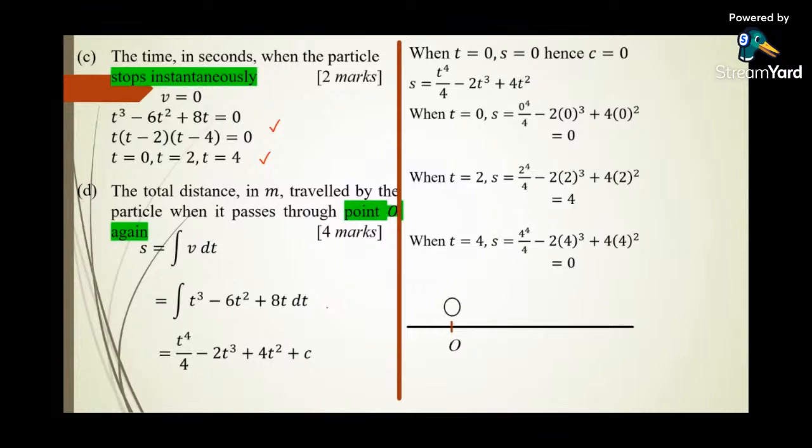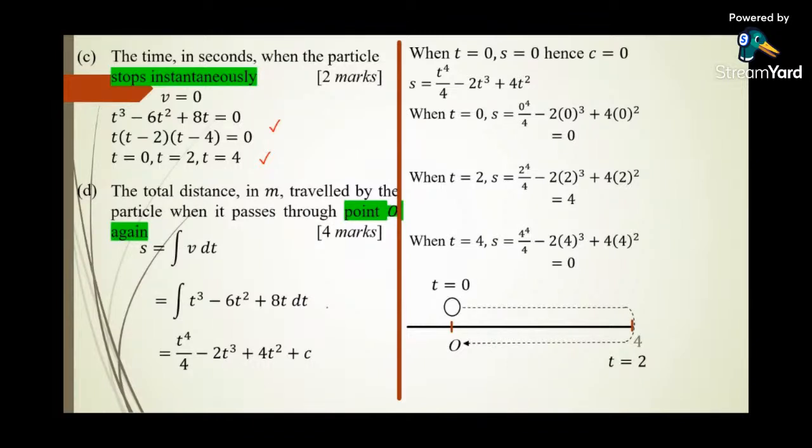Kalau when T equals to 0, S equals to 0. When T equals to 2, kita akan dapat S equals to 4. T equals to 4, we will get S equals to 0. Okay, how will it looks like on graph? Okay, so that is our starting point. Kalau awak tengok bacaan dia. When T equals to 0, S equals to 0. Maksudnya dia dekat starting point lah. Tak ke mana-mana.